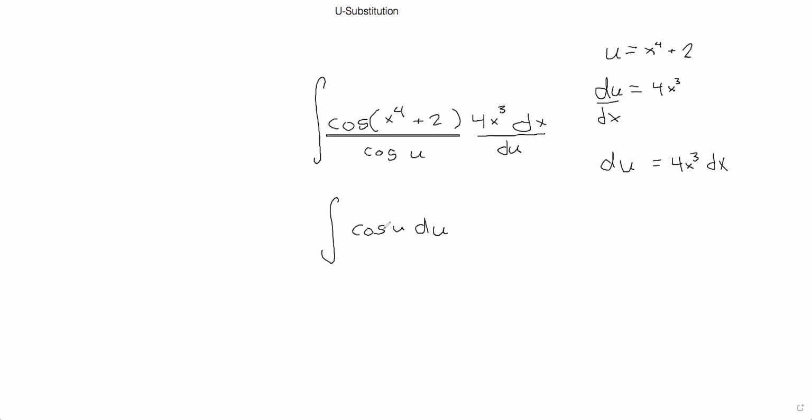So the antiderivative of cosine, of course, is going to be sine, which means this is going to turn into sine of u plus c. That is our particular solution. And u happens to be x to the fourth plus 2. All right, so we have our answer. Let's keep practicing.